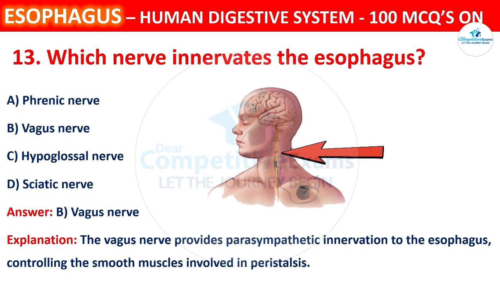The vagus nerve provides parasympathetic innervation to the esophagus, controlling the smooth muscles involved in peristalsis.